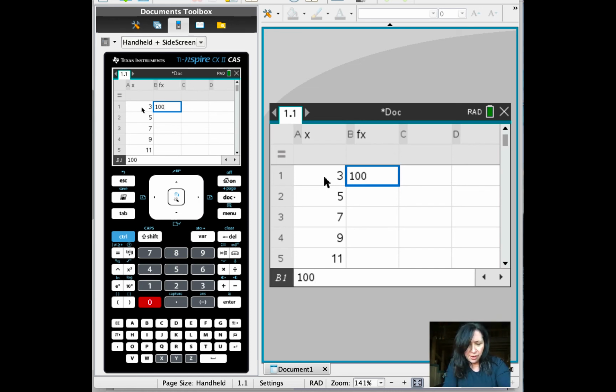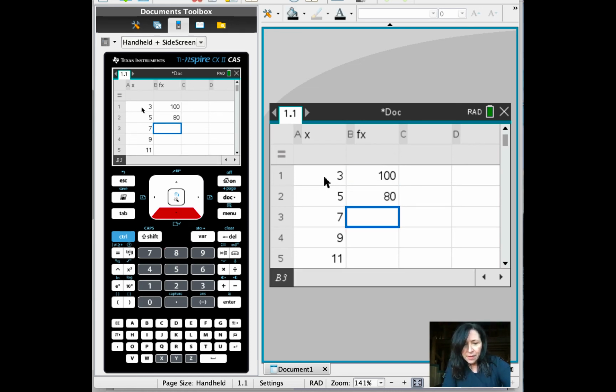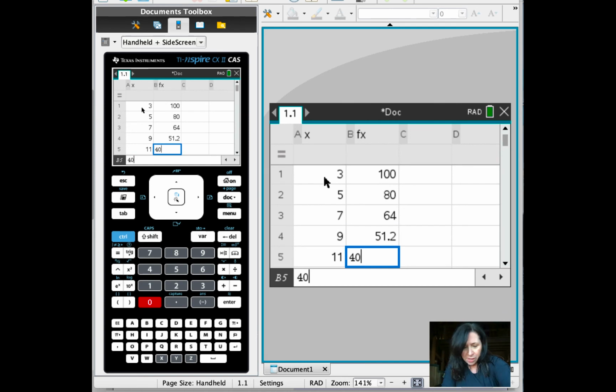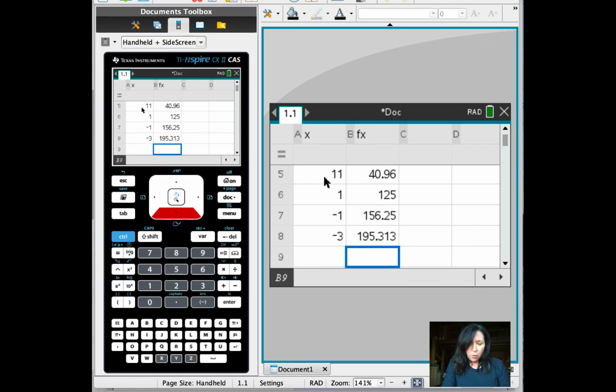I have 100, then 80, 64, 51.2. I've got 40.96 for 11, check. For 1, I have 125. For -1, I have 156.25. And for -3, I have 195.3125. All right, and so once we have this, we plugged in the points. Okay.